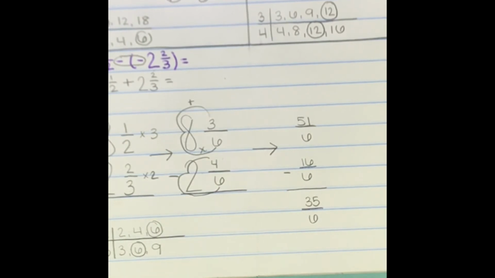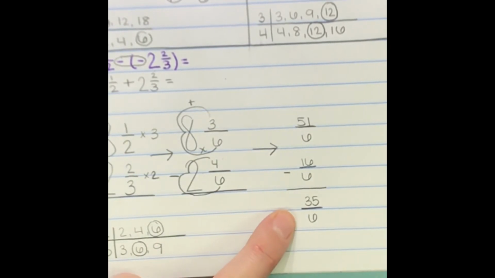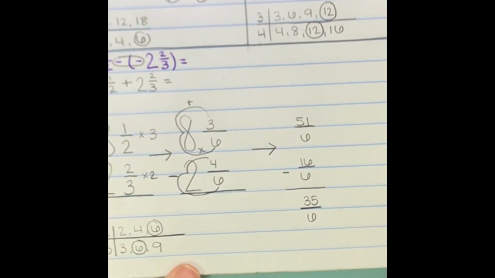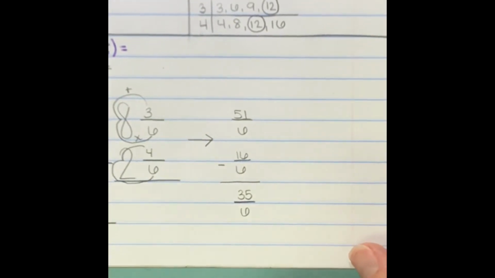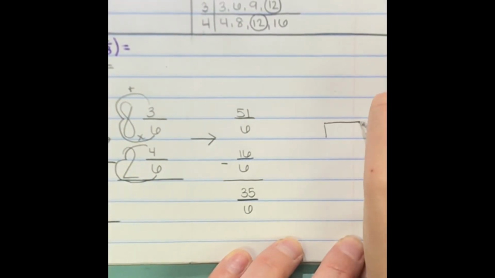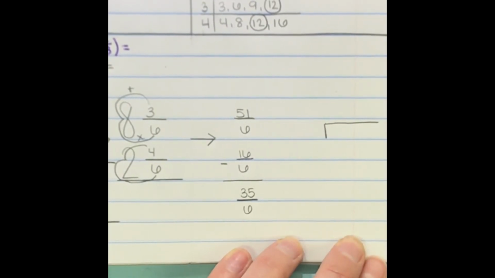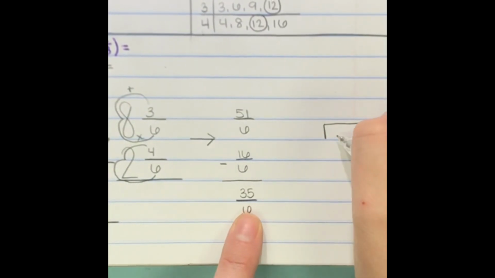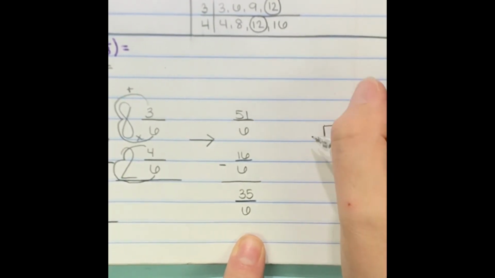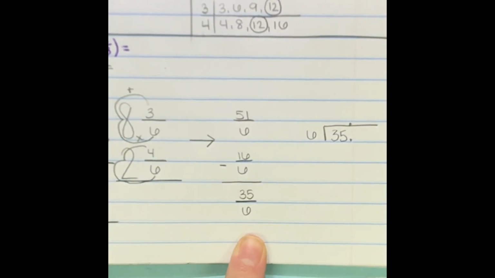But the problem that you have now is this is improper. I need to turn it back to a mixed number. The way you do that is you divide. So I'm going to do that over here. Remember, when we divide, the top number always goes inside the house. So 35 goes inside the house, the decimal's at the end, 6 goes outside.